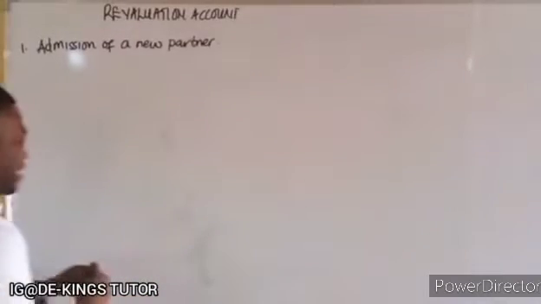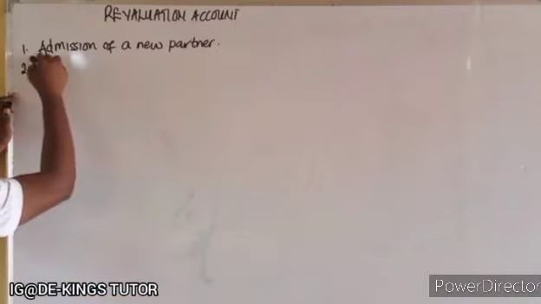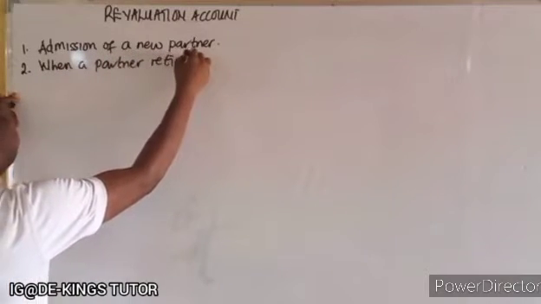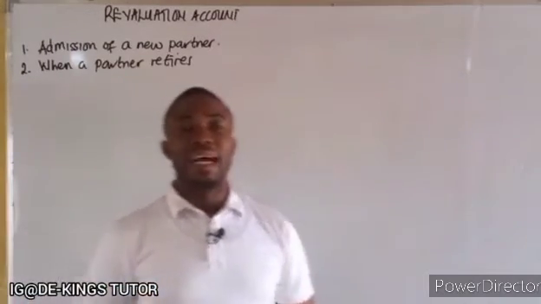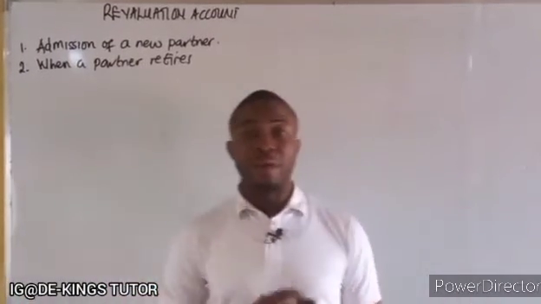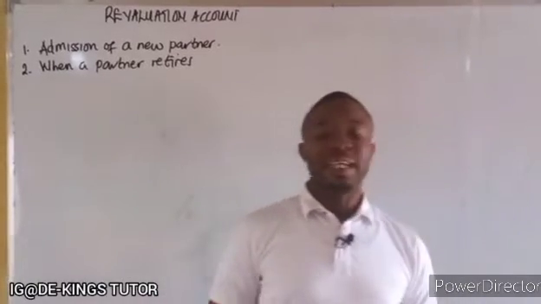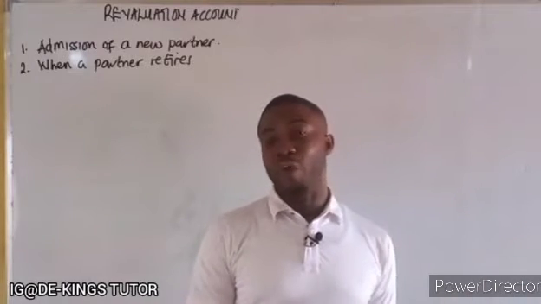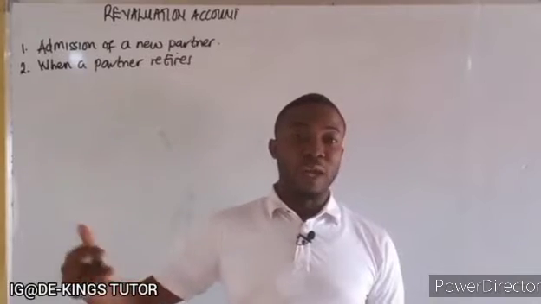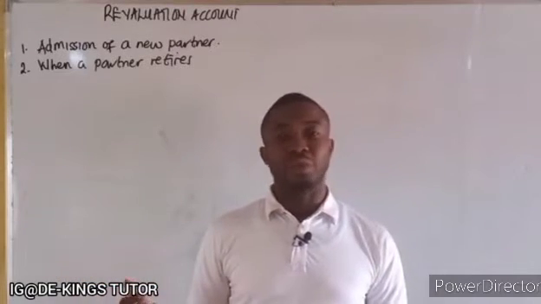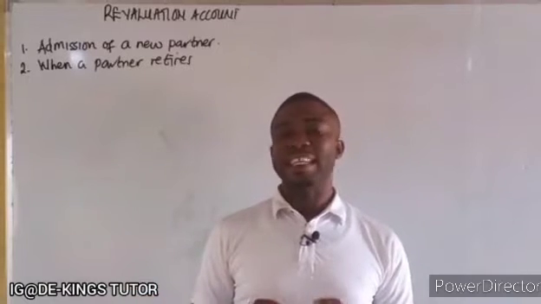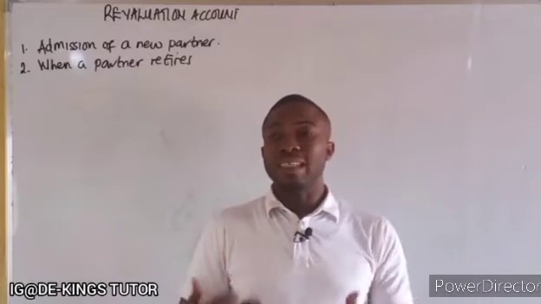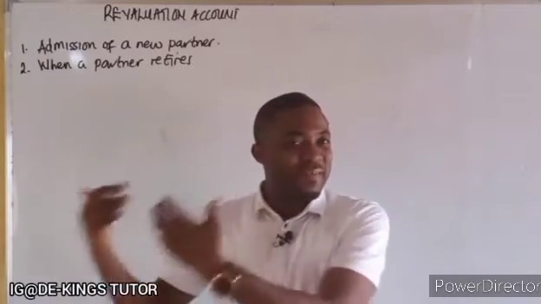Now, another circumstance is when a partner retires. When a partner retires, it means that the partner will no longer be part of the partnership business. Definitely, in their agreement, they might have agreed that when someone has worked with us and stayed, when he retires, some benefits might be accrued or given to him. So it is pertinent for them to know the current state of the assets as at when a partner retires, so that they will know the amount of value that should be given to that partner.